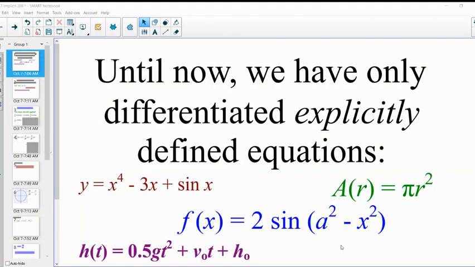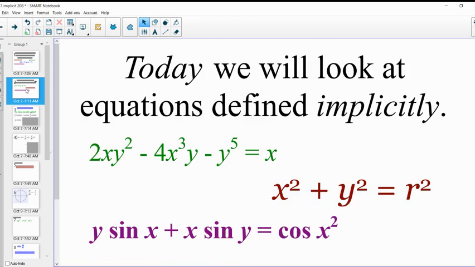All right, so we're doing implicit differentiation. And you probably weren't even aware that up until this point, we've only done explicit differentiation. In other words, differentiation of equations where I've got one variable or a function explicitly solved for, y in terms of x, area in terms of radius, f of x, h of t, one variable. The output is a function of a variable. And so find the derivative of the function in terms of x. Find dy dx.